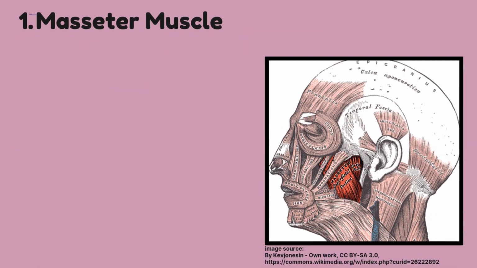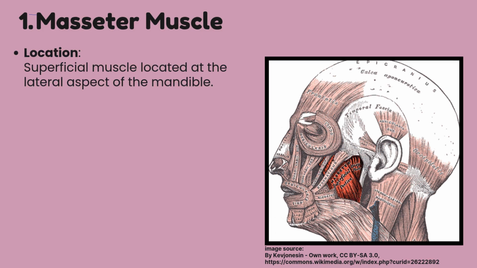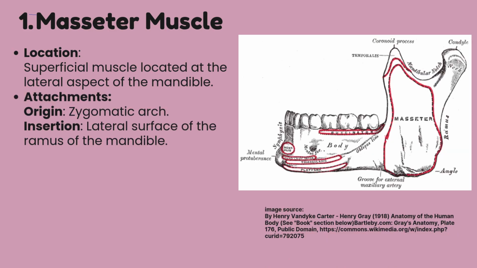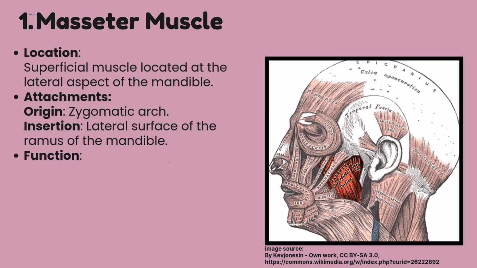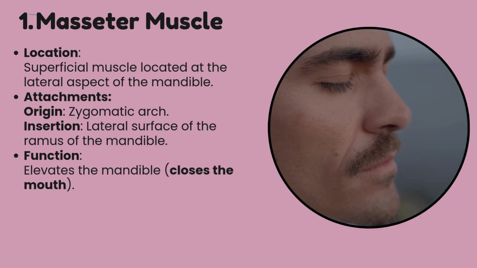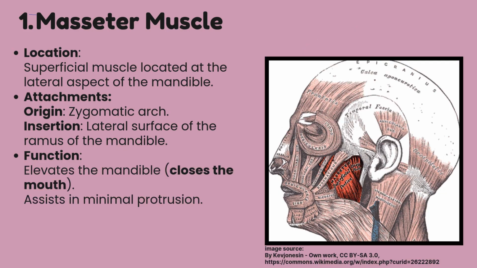Number 1. Masseter muscle. It is a superficial muscle, located at the lateral aspect of the mandible. Its origin is at the zygomatic arch. Its insertion is at the lateral surface of the ramus of the mandible. It performs two functions. It elevates the mandible. This closes the mouth. It assists in minimal protrusion.